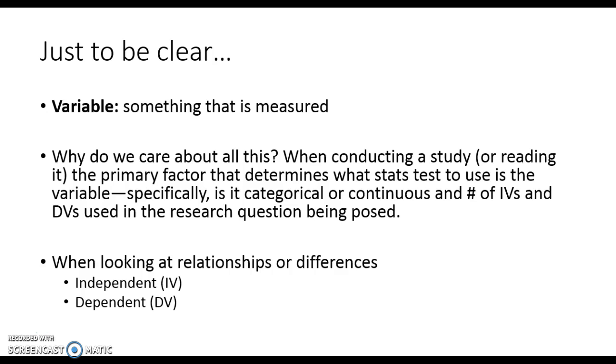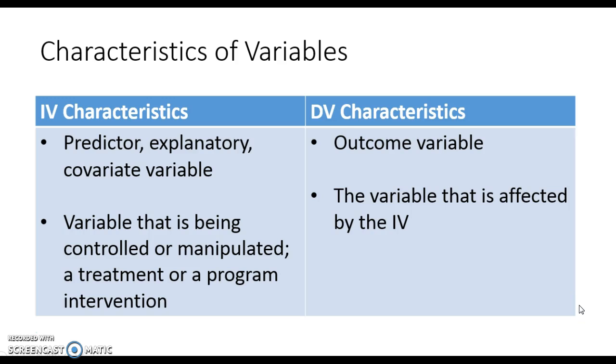Well, when conducting a study or reading it, because you need to know if it's really a valid and reliable study, the primary factor that determines what stats test to use is the variable, and specifically is it categorical or continuous, and also the number of IVs and DVs used in the research question being posed. IV means independent variable and the dependent variable is the DV. But when we're looking at relationships or differences, we call them the independent variable or the dependent variable.